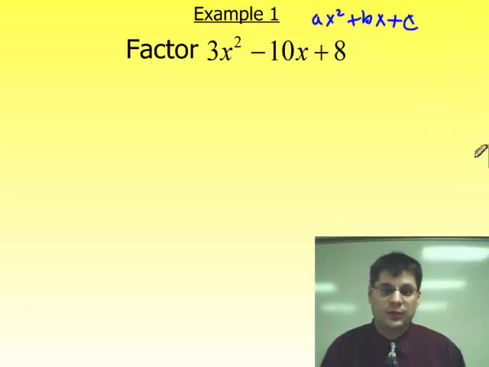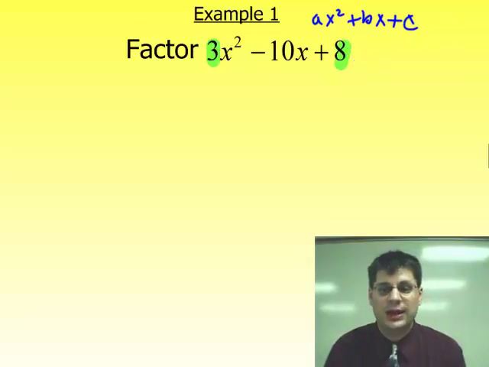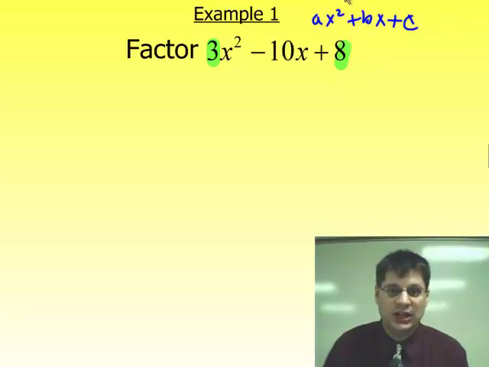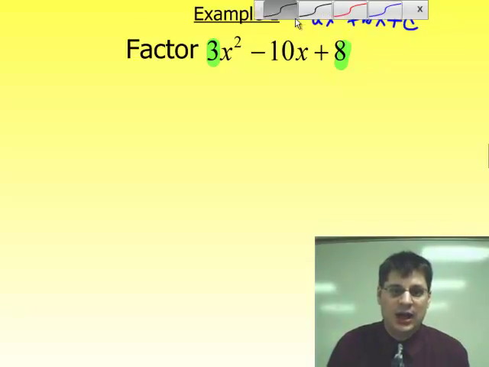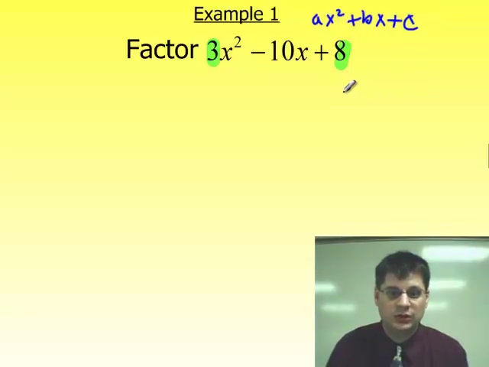I'm going to start off when I see a problem like this, where my a is not equal to 1. I'm going to look at my a value and my c value, and I'm going to multiply those together. So I'm going to say a times c, and that's going to give me 24. So on the side, this is scratch work. You don't do this on your paper. You just do this on the side or on a separate sheet of paper.